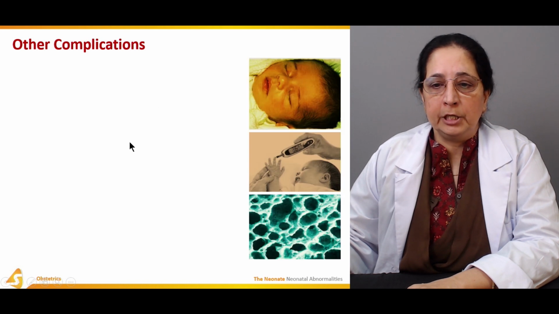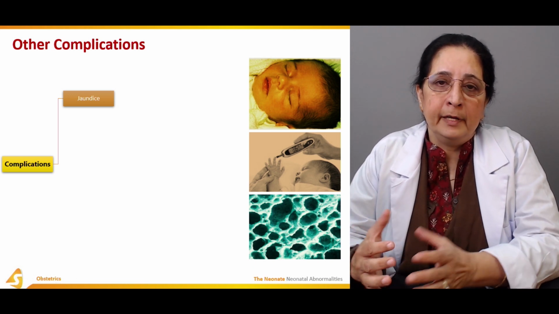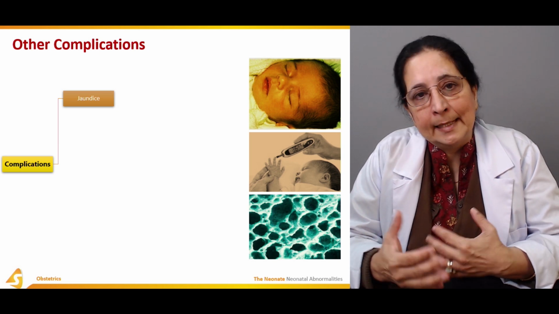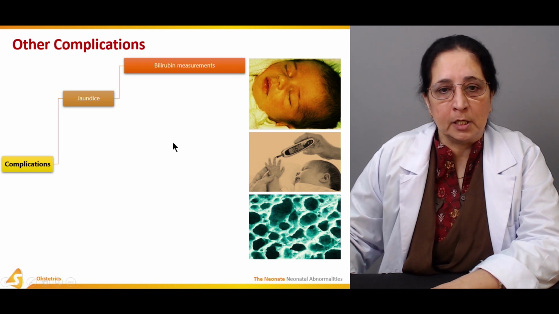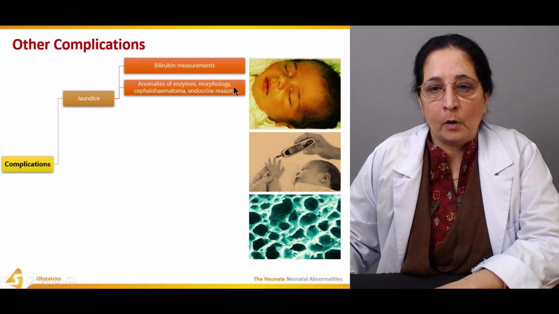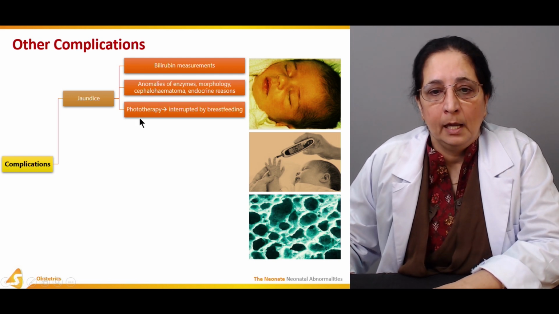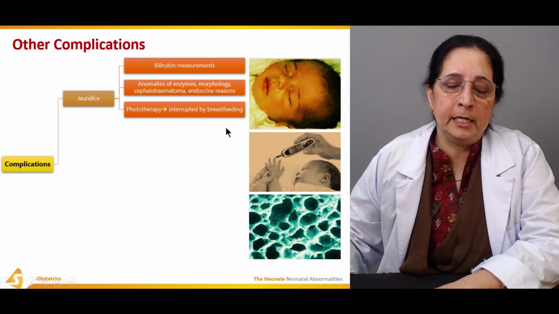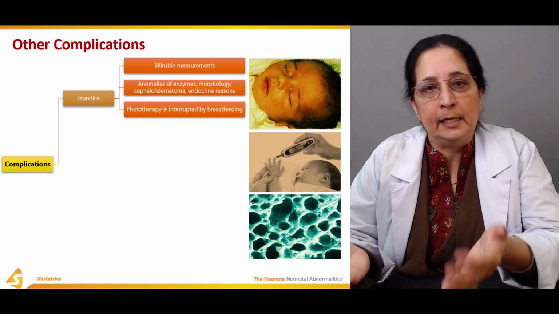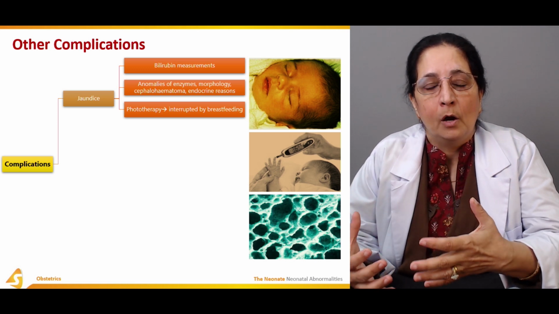Some other complications which can occur is jaundice. We already talked about it, jaundice is a high level of bilirubin, very common, especially in preterm babies. They are born with yellowness of the skin and the eyes, and it's called jaundice. Bilirubin should be measured, and anomalies of liver enzymes, morphology, cephalhematoma, endocrine reasons, all these should be diagnosed. Phototherapy, which is interrupted by breastfeeding. So phototherapy is important. These babies who have jaundice and a high bilirubin level are kept in the light so they get benefit from that. That's called phototherapy or light therapy.